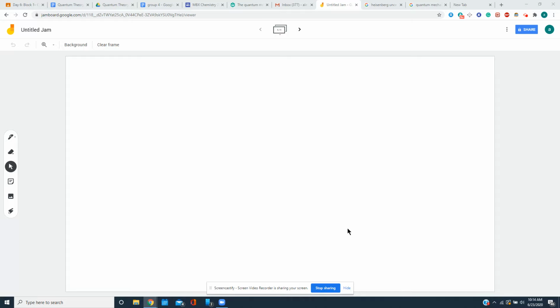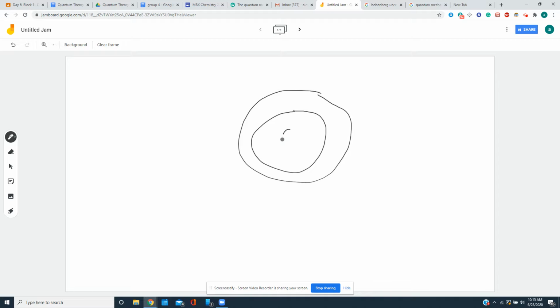So let's just start off with the model that the quantum mechanical model disproved, which is the Bohr's atomic model. The Bohr's atomic model looks something like this. It looks like a couple of circles, and in the middle circle there would be protons and neutrons, which would be the nucleus. But then there would also be these atomic orbitals, these surrounding circles.